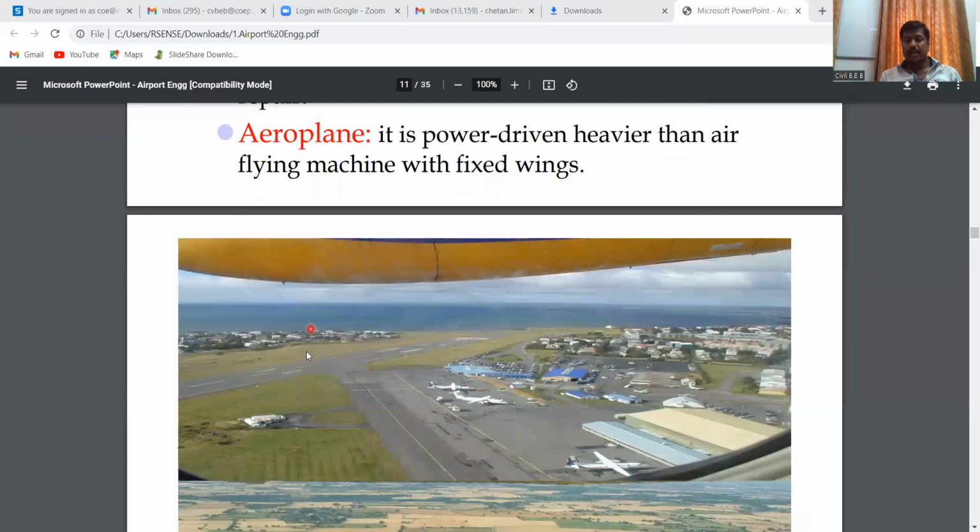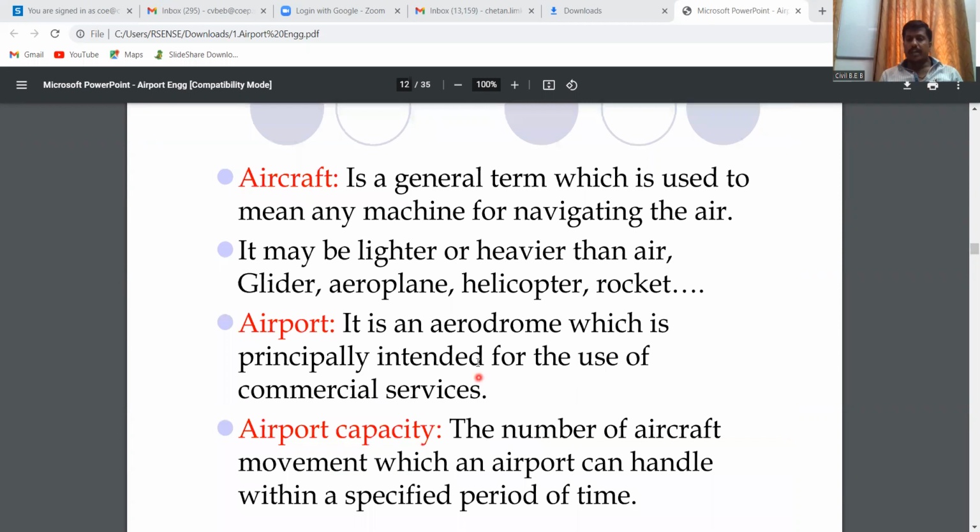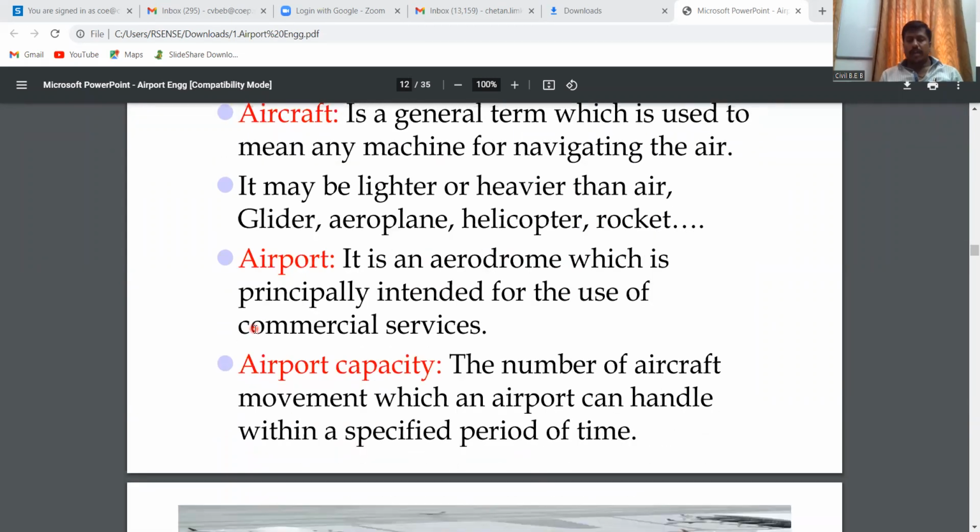Everyone knows the aircraft or the aeroplane. Then aircraft, it is a general term which is used to mean any machine for navigating the air. It may be lighter or heavier than the air. It may be a glider, aeroplane, helicopter, or the rocket. Okay. Then airport, it is an aerodrome which is principally intended for the use of the commercial services.